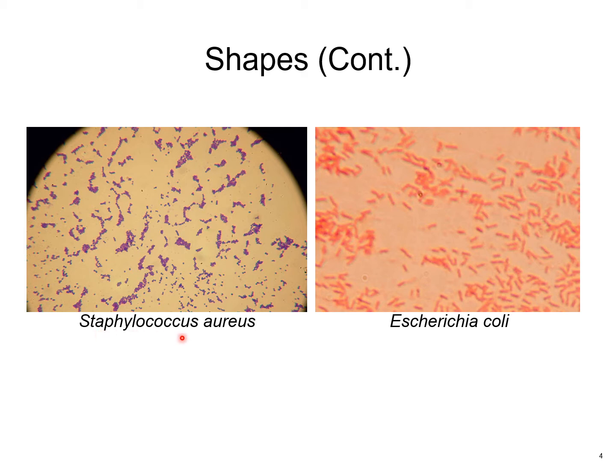This is Staphylococcus aureus. This is Escherichia coli, commonly known as E. coli, and I say it's because no one can spell Escherichia. But you see it's bacilli. These are gram-negative. They stain pink. These are gram-positive. Over here they stain purple or blue.